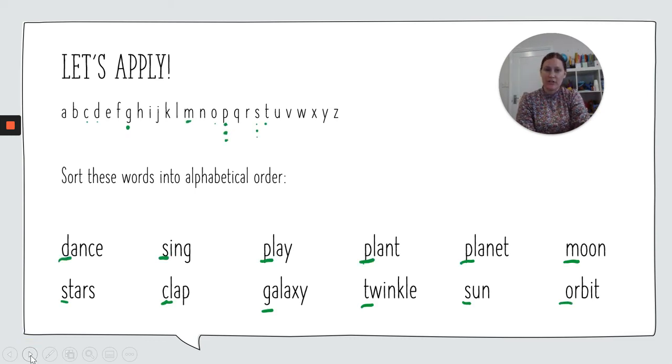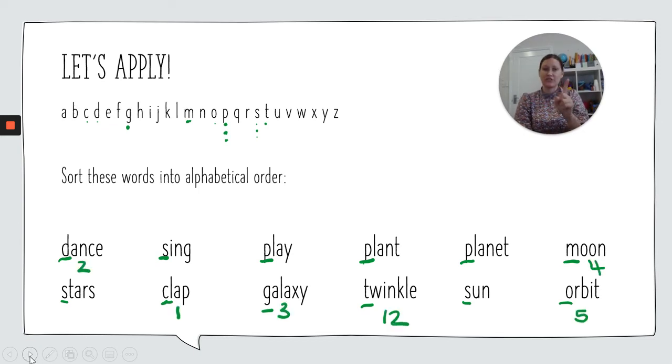The first thing I'm going to do is underline all the first sounds in the words, and then I'm going to put a dot up here for each first letter. So you can see I've got one word starting with C, one word starting with D, one word starting with G, one word starting with M, one word starting with O, 3 words starting with P, 3 words starting with S, and 1 word starting with T.